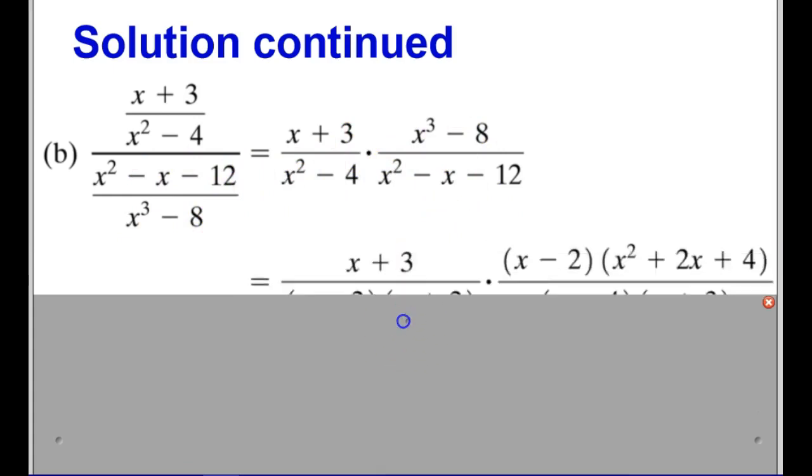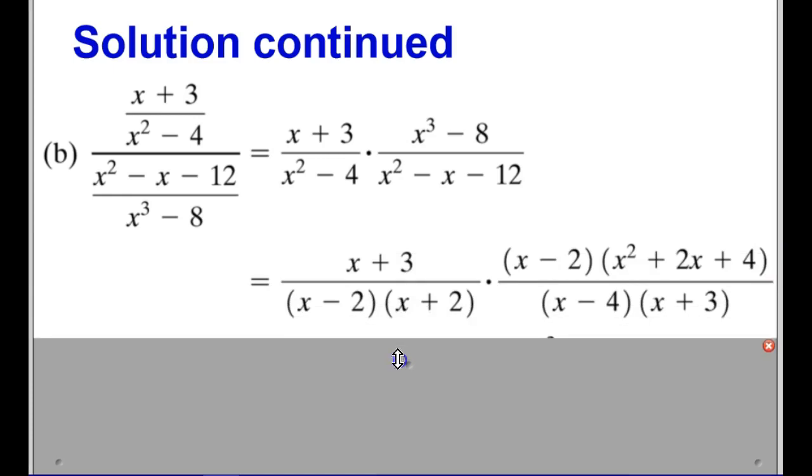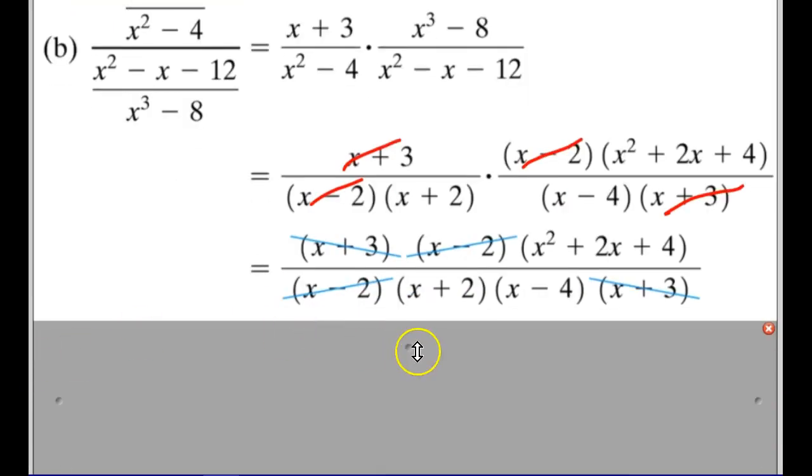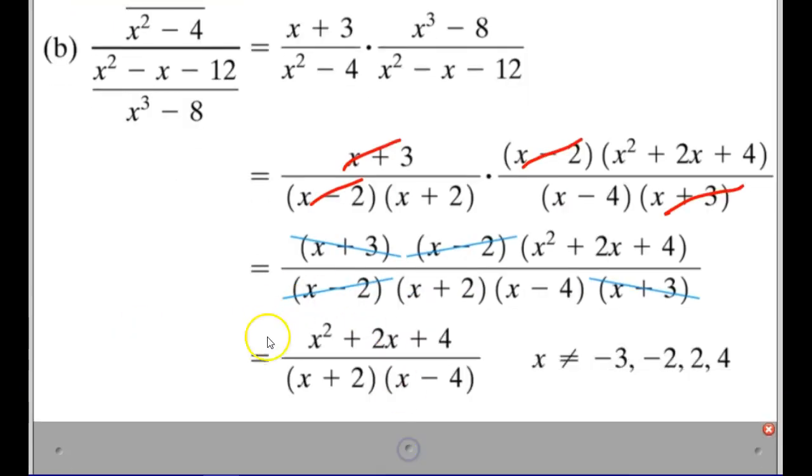So my first step is to factor both, and then I can go ahead and get rid of things that are common. So I see an x plus 3 and an x plus 3. I see an x minus 2 and an x minus 2. So now that I've completely gotten rid of the things I can, I can go ahead and multiply out and see what my final answer is. So you see there, we cross things out. We go ahead and multiply.